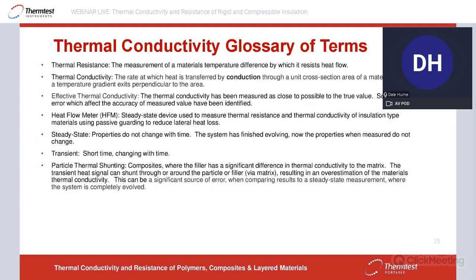Some glossary terms, really the one that I probably would point out is the use of effective. Basically, it's a description that we've measured the best we can to get as close as possible to the true value of that material. There are sources of error. Those have been identified. Those should be described in some way so that the reviewer or user of that data has an idea of how that may affect his use of the thermal conductivity.